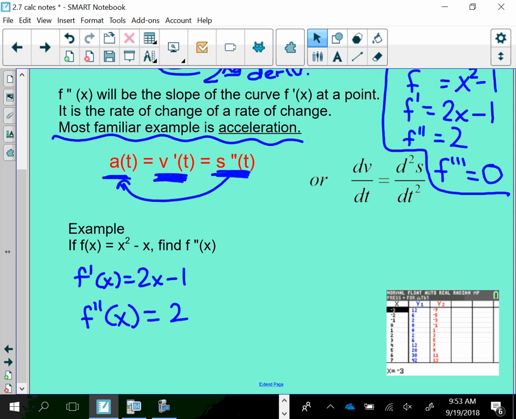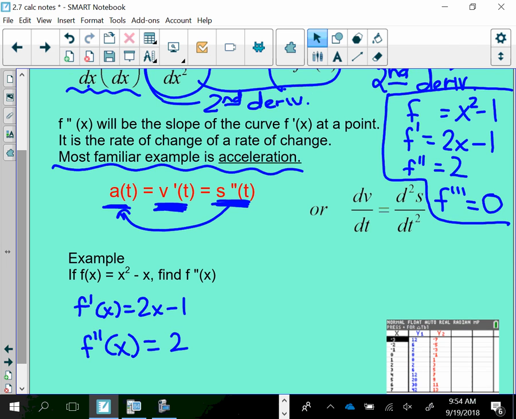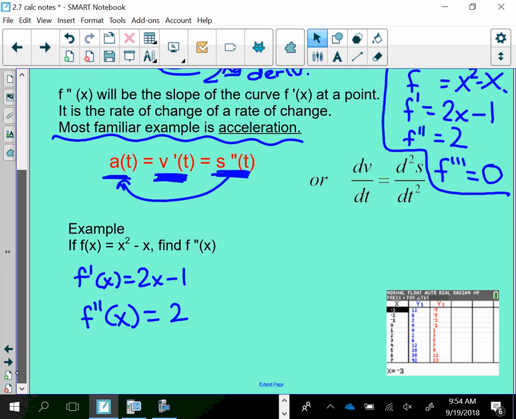Yes? On your test in the corner, I'm looking for people who are doing this. Put x squared minus 1. Oh, thank you, thank you, thank you. Let's try that again. Thank you. All right. Okay. Any other comments, questions, things I need to change?